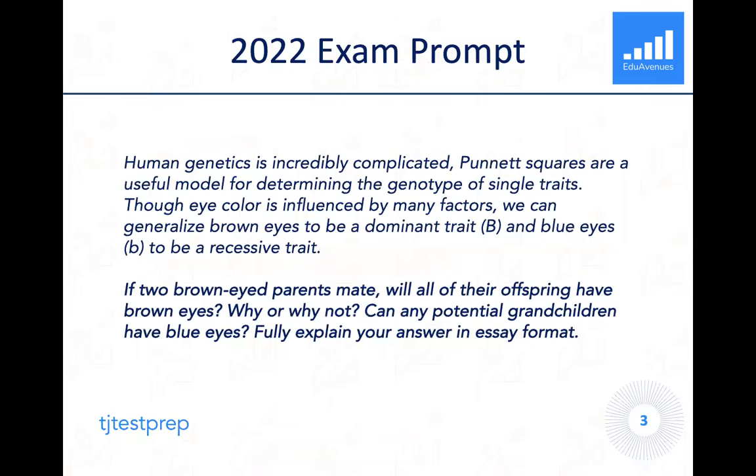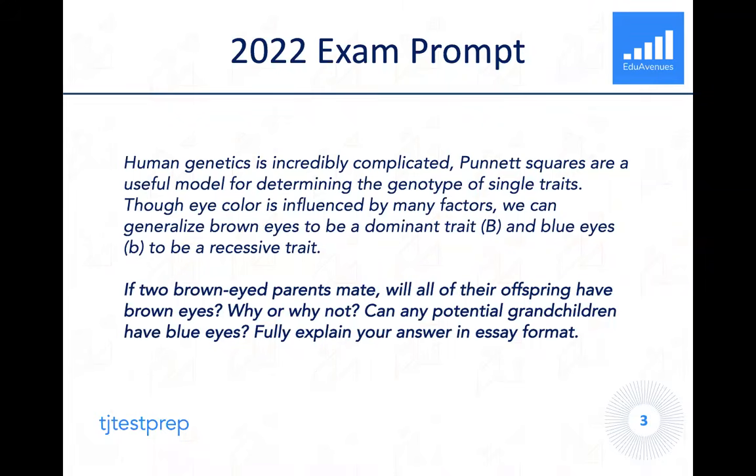So the question that appeared on the 2022 exam is: human genetics is incredibly complicated. Punnett squares are a useful model for determining the genotype of single traits. Though eye color is influenced by many factors, we can generalize brown eyes to be a dominant trait, denoted by a capital B, and blue eyes, lowercase b, to be a recessive trait.